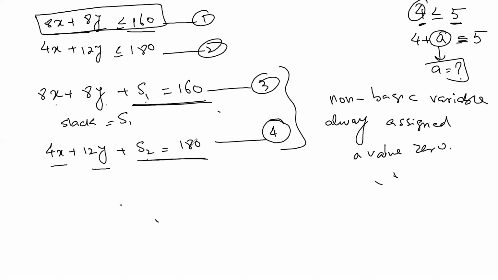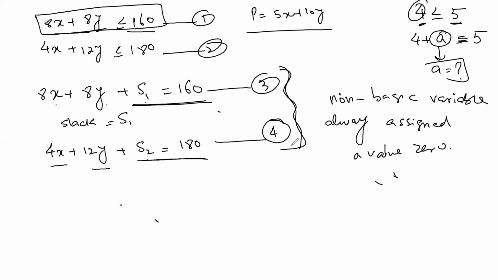Okay, so we try to solve this example by using simplex method, and to do so we need to write it in the standard simplex form. These two are the equations and we are given objective function 5x plus 10y. This is our objective function. These two are our constraints.